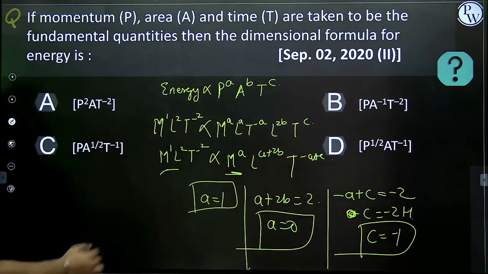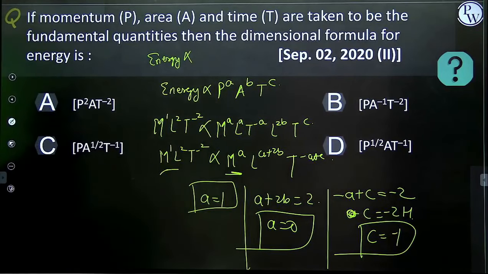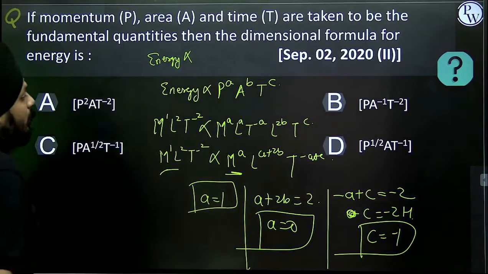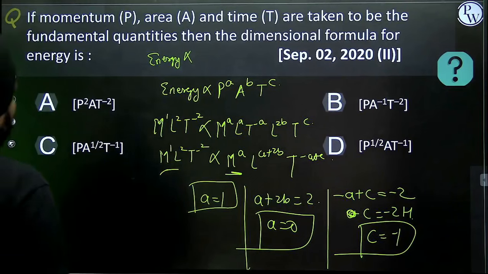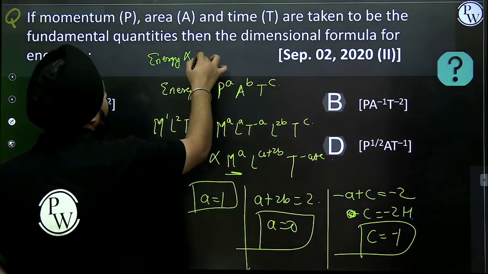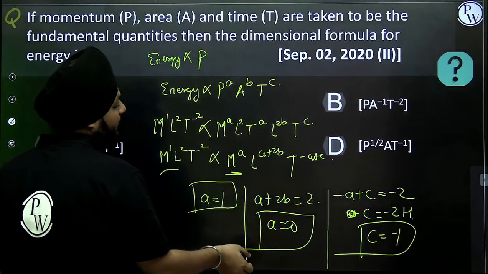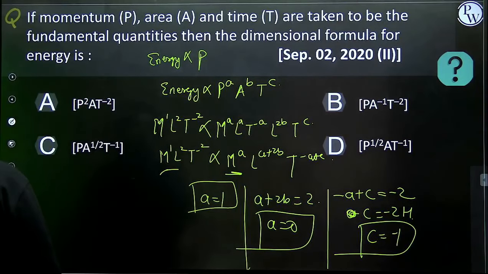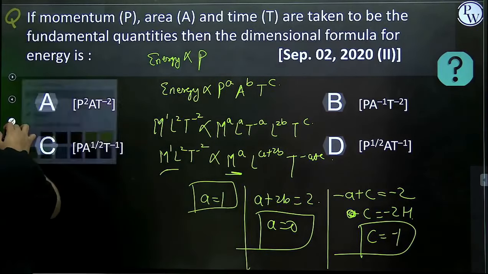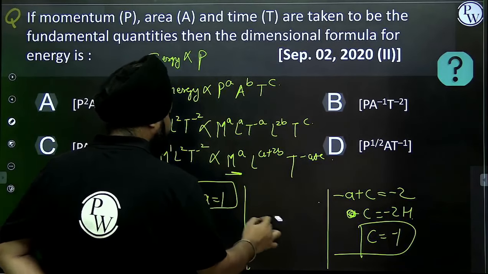So how can I represent this energy? Energy is directly proportional to momentum, momentum is P, to the power a. Okay, we have made a mistake. We're going to solve this again.